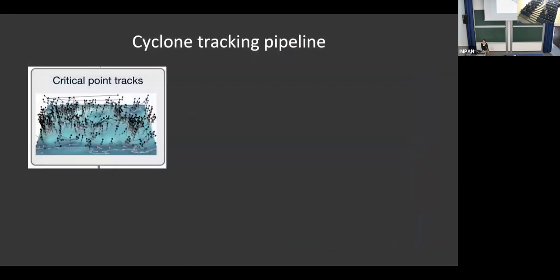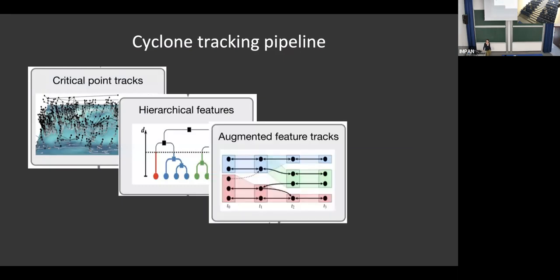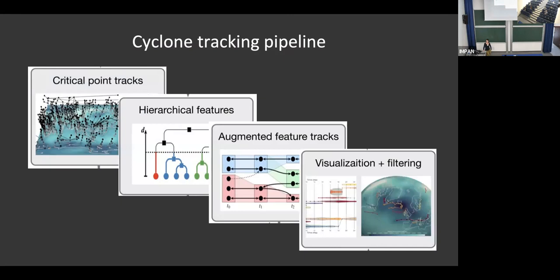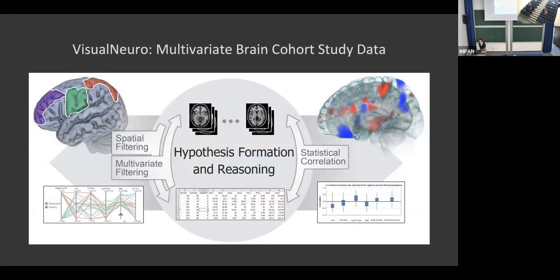So in summary, for the cyclone tracking, we compute these critical point tracks, which can be really, really messy, from which we derive hierarchical features, have our augmented trees, and then finally visualization. So with this, I would like to move to the second example, which at first sight looks very different.